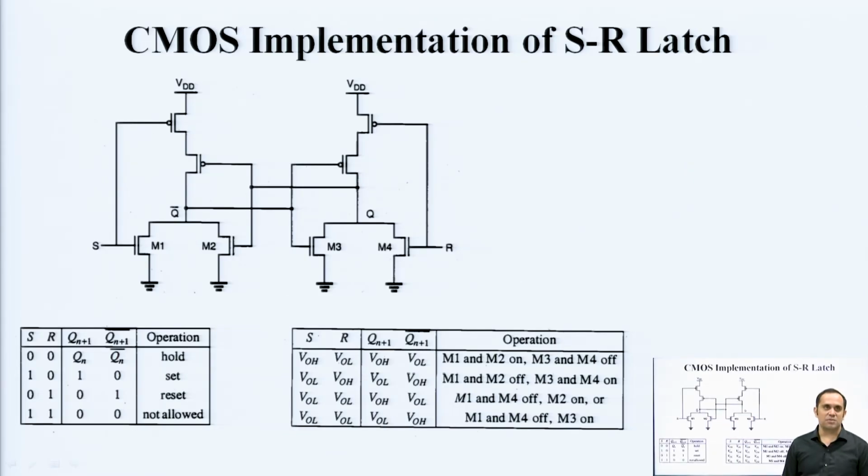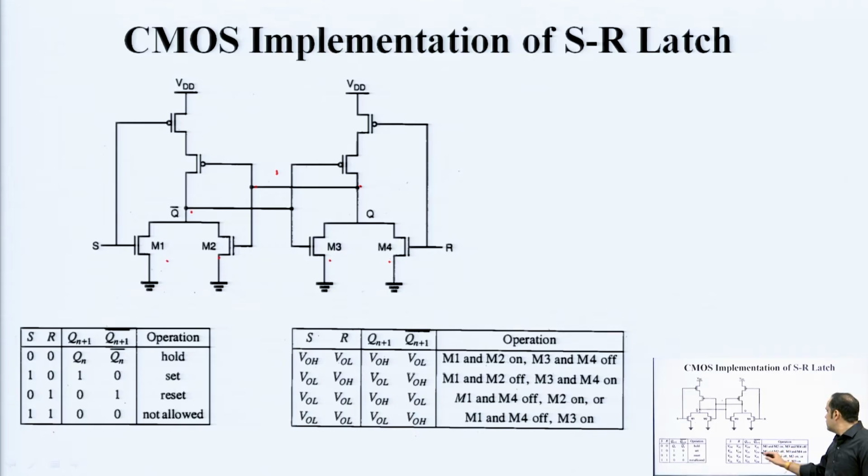This is how it is done in a CMOS implementation. So you have a NOR version. You can see a series combination of PMOS and a parallel combination of NMOS, the simple NOR gate circuit. The only difference is that the output of this goes as input here, and the output of this goes as input here: cross coupling. And if you see the operation in terms of transistors, when S and R are at output high and output low respectively, M1 and M2 are on, M3 and M4 are off. This is M1, this is M2, this is M3, this is M4.